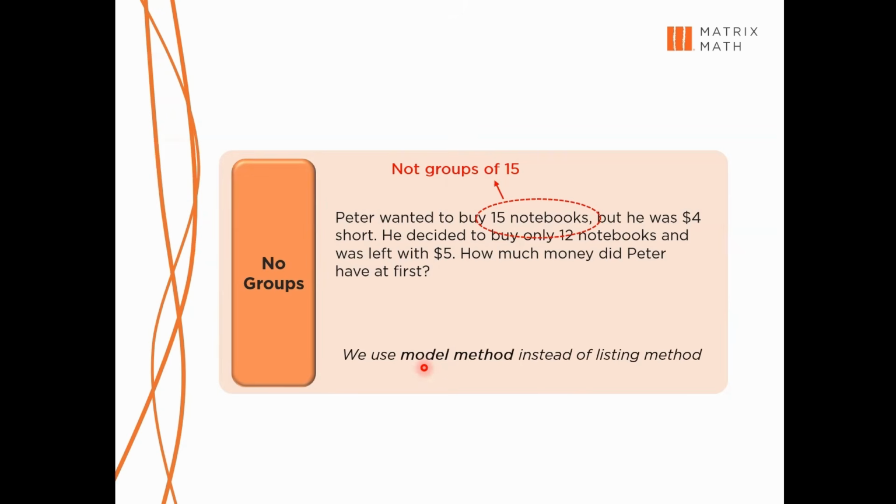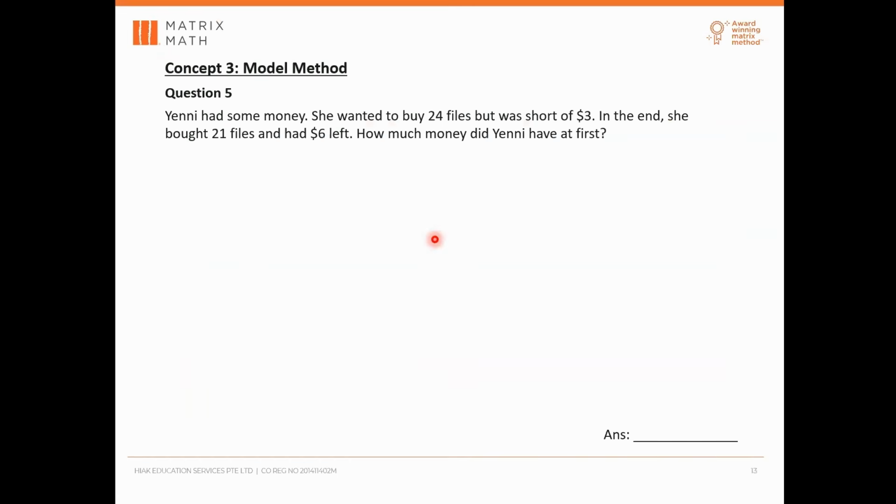So what does it look like? Now, question 5. Yenny had some money. She wanted to buy 24 files, but was short of $3. In the end, she bought 21 files and had $6 left. How much did Yenny have at first? So how do we show the model? Firstly, there are two different scenarios, and in both scenarios, she had the same amount of money.